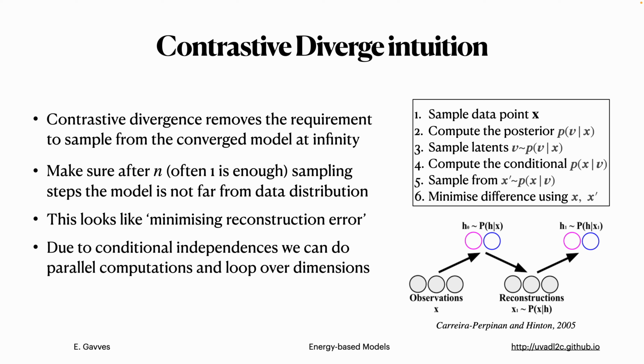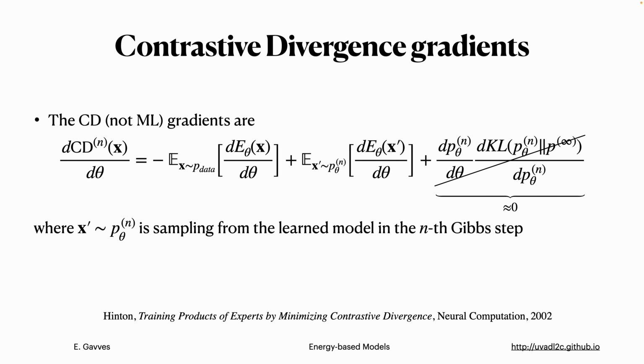So, as a pseudo algorithm, we sample a data point X, we compute the posterior, we sample the latents given the posterior, then we compute the conditional, we sample an observed variable, and you want to make sure that it is as close as possible. This is a contrastive divergence objective that replaces the maximum likelihood objective. So the same way we were computing the maximum likelihood gradients, now we have to compute contrastive divergence gradients.